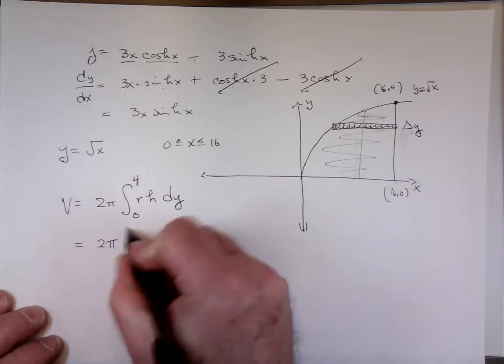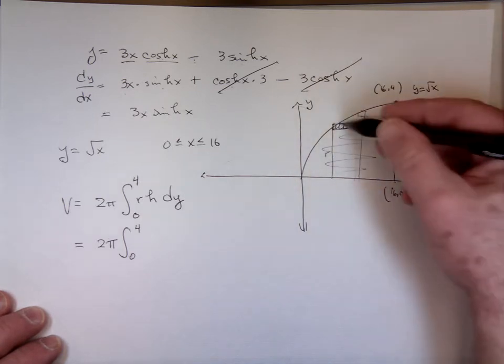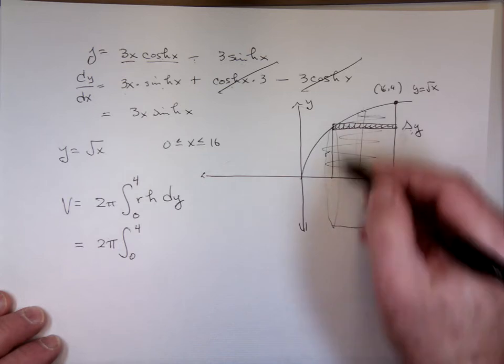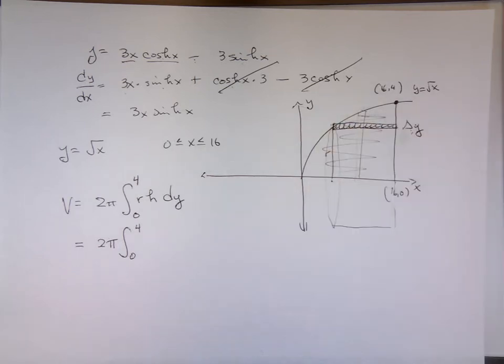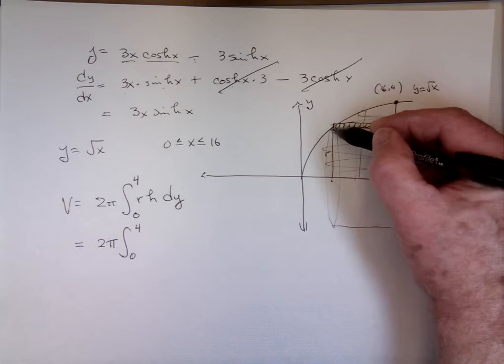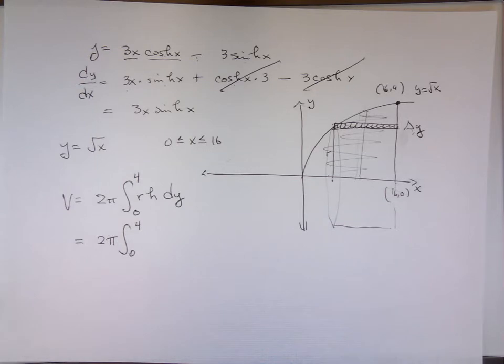0 to 4. Now, what's r? R is this distance right here. When we whip this rectangle about the x-axis, that'll be the radius through which this revolves. What is r equal to? It's the height above the x-axis, which is the square root of x. But I want everything in terms of y. So what is that distance above the x-axis? Just the y. That's exactly what it is. It's y. That's what a y-coordinate is. It's the height above the x-axis. Okay? h is this distance right here.